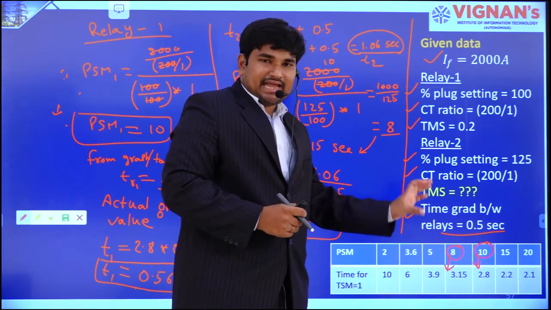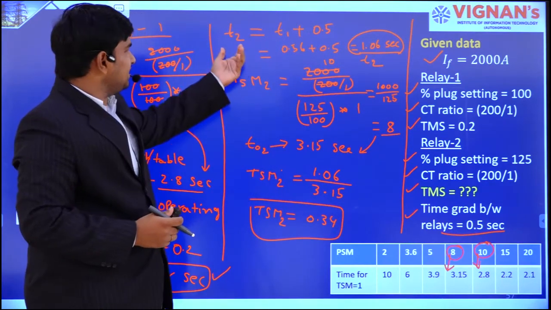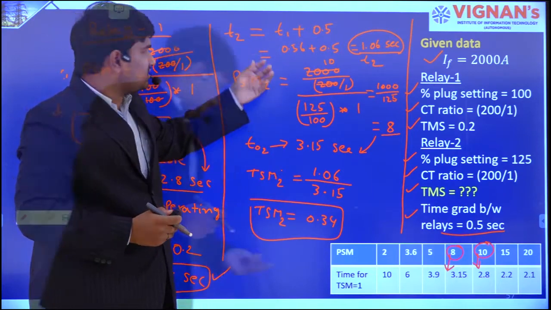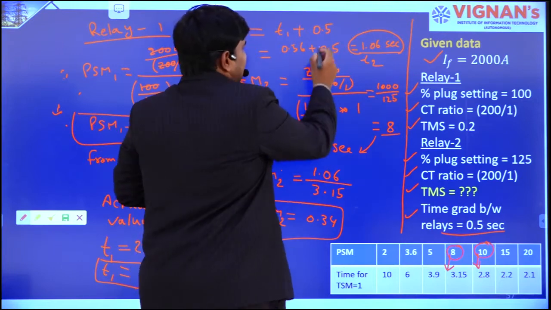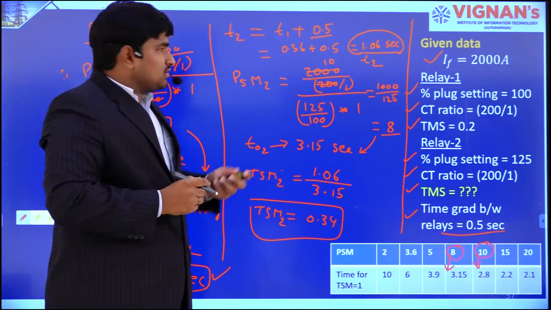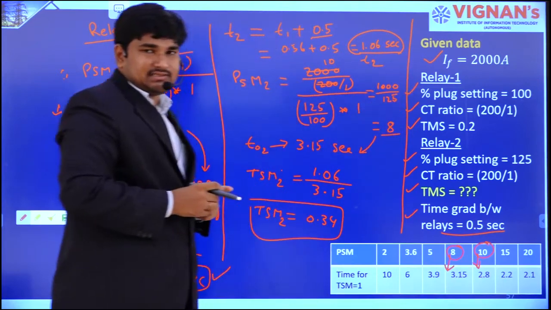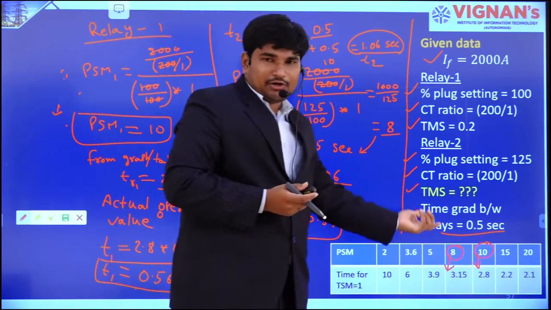Now I had one relation, right? That is the time delay between relay 1 and relay 2. So the operating time of relay 2 becomes the actual operating time of relay 1 plus 0.5 seconds of time delay. So the total operating time becomes 1.06 seconds. Now the total operating time of relay 2 I got.